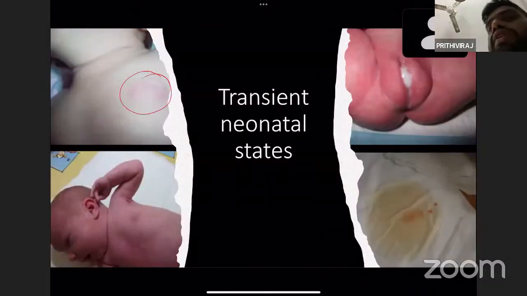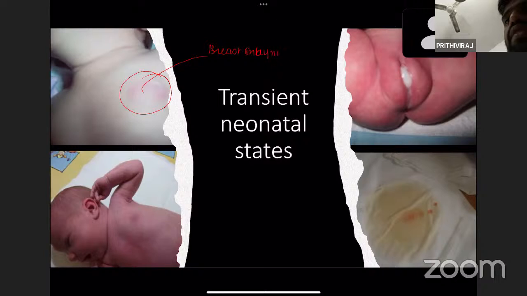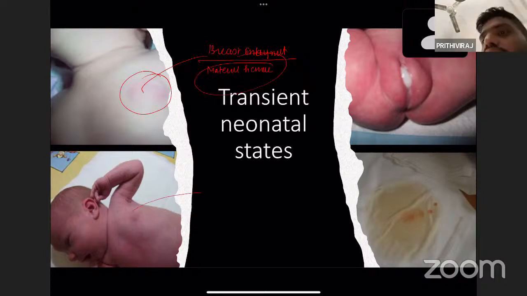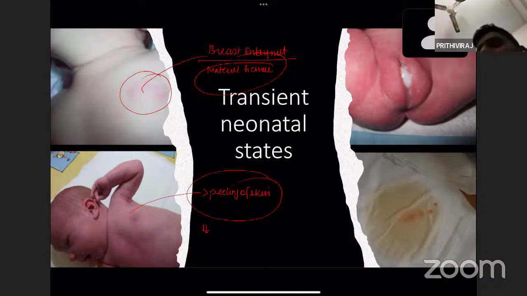This is breast enlargement in both male and female. This is mainly because of maternal hormones, right? This is peeling of skin. This is also normal, wherein there is no need of doing anything, just reassurance.